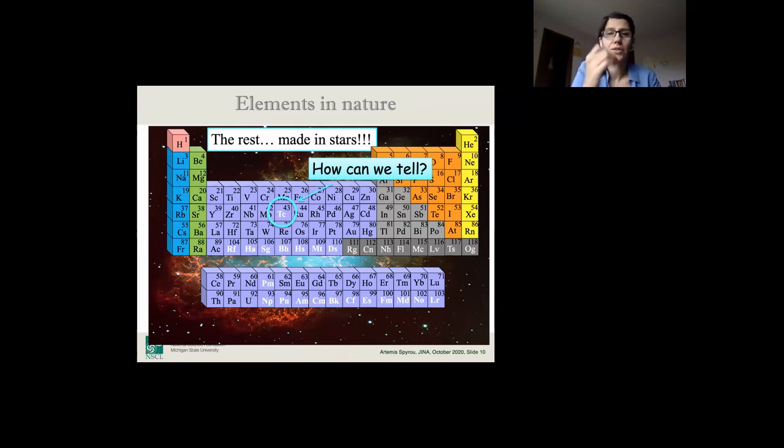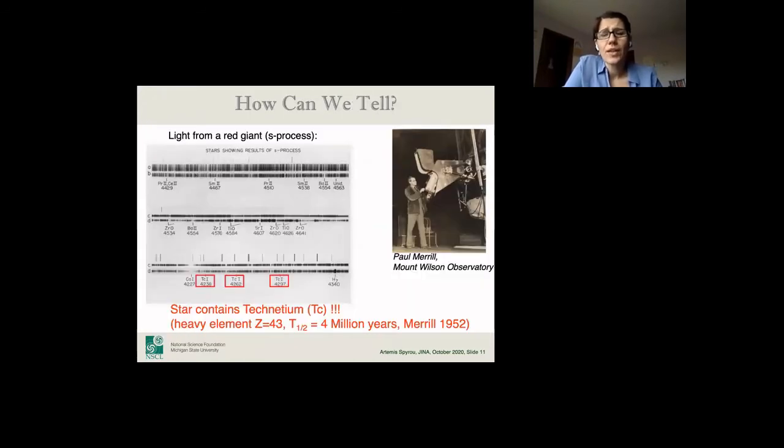It means that if I go out on Earth or anywhere in the solar system and I take a sample, I should not find any technetium at all, because it's relatively short-lived compared to the age of the Earth. And so anything that was here at the time the Earth was created just decayed away. So that was an observation done in 1952 by an astronomer called Paul Merrill at Mount Wilson Observatory.